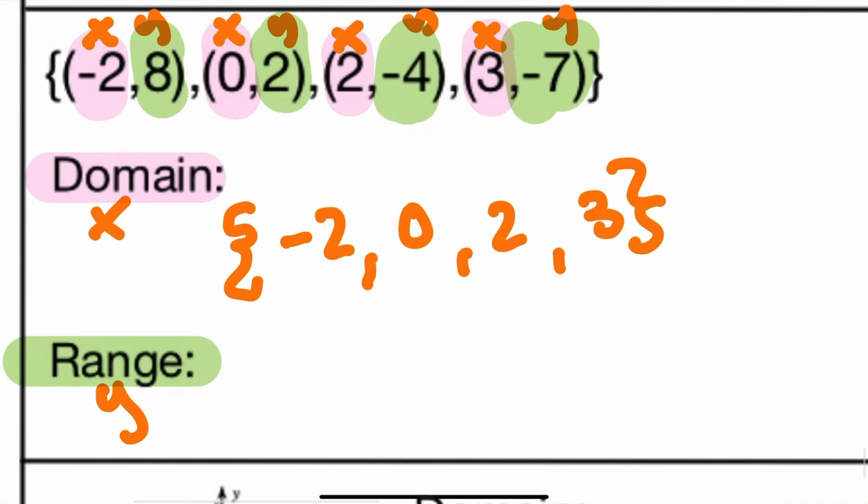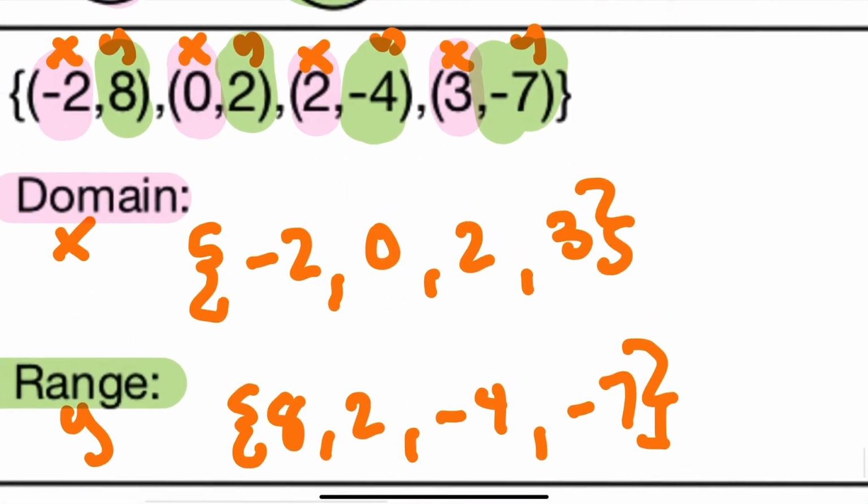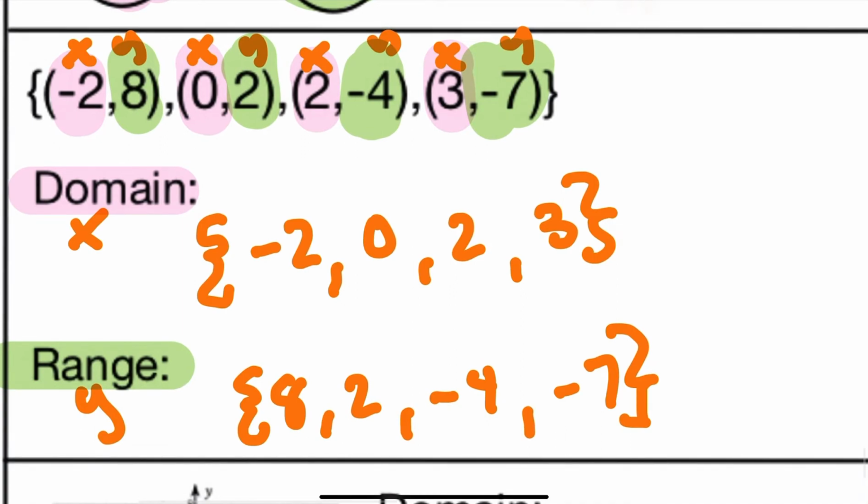My range is highlighted in green. Again, those are my y values. So I've got 8, 2, negative 4, and negative 7. All right. Domain and range, my x values and my y values.